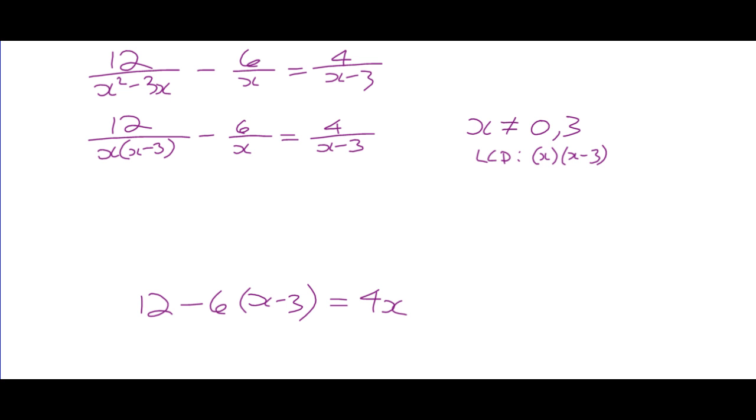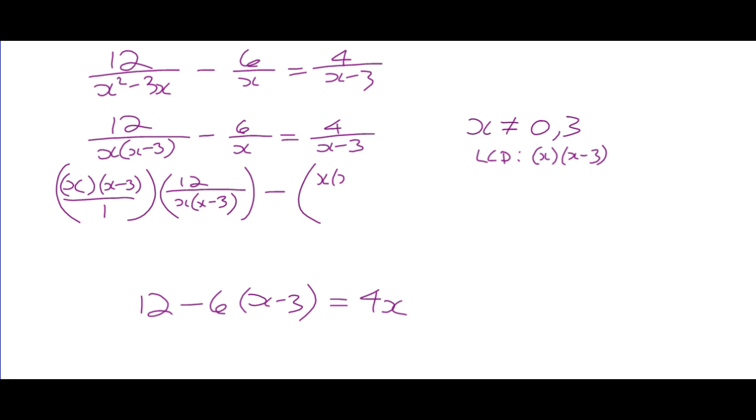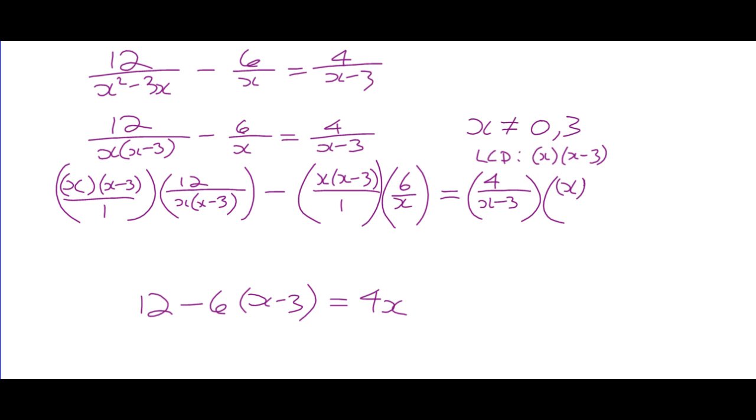Okay, so what I'm going to do is multiply. How many terms do I have there? There are 3 terms. I'm going to multiply each term by the lowest common denominator. So I'm going to go x times (x minus 3) over 1 times 12 over x times (x minus 3), minus x times (x minus 3) over 1 times 6 over x, is equal to 4 over (x minus 3) times (x minus 3) over 1. Okay?